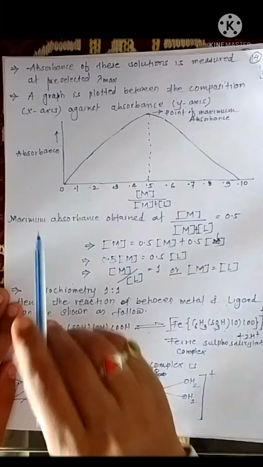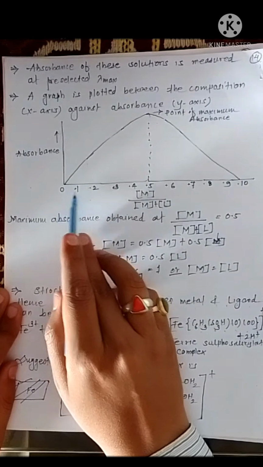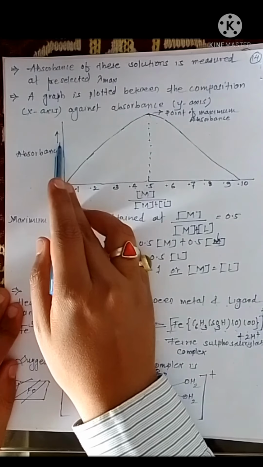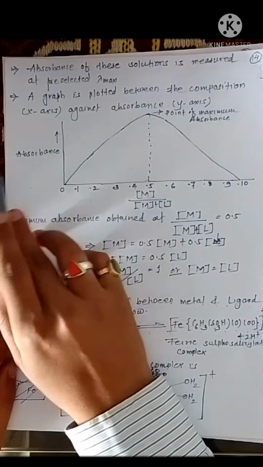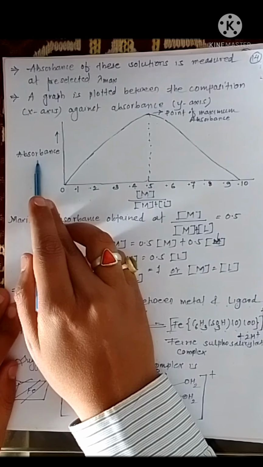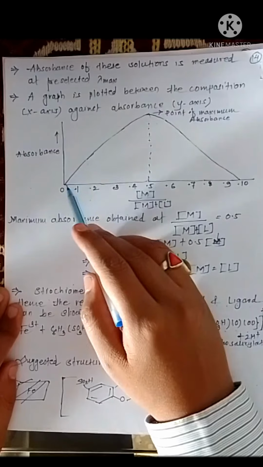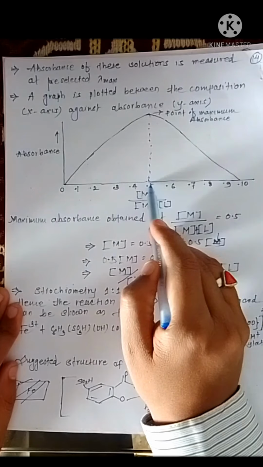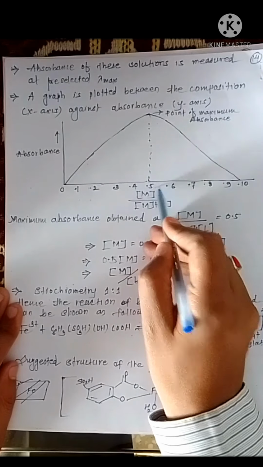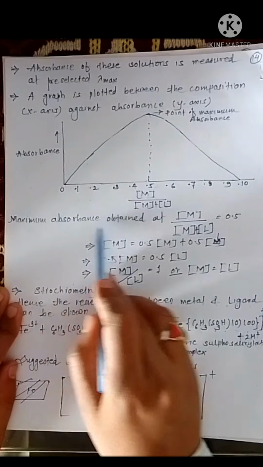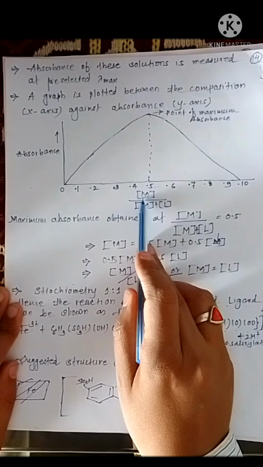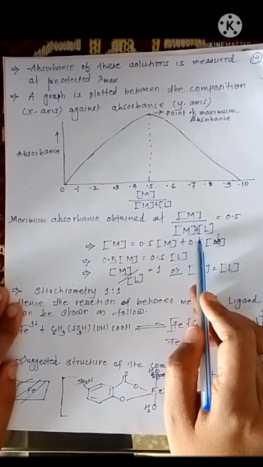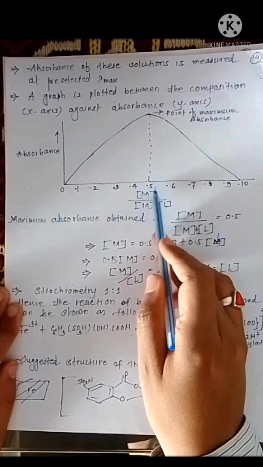So just see here, on your x-axis the composition of your complex ion is plotted, and on your y-axis absorbance is plotted. The absorbance value is obtained from the colorimeter. So in this graph we see that the graph comes as a parabolic curve, and maximum absorbance is obtained at 0.5 concentration. So from this graph we can write that maximum absorbance is obtained at this composition, that is concentration of metal divided by concentration of metal plus concentration of ligand. So the value of that is 0.5.